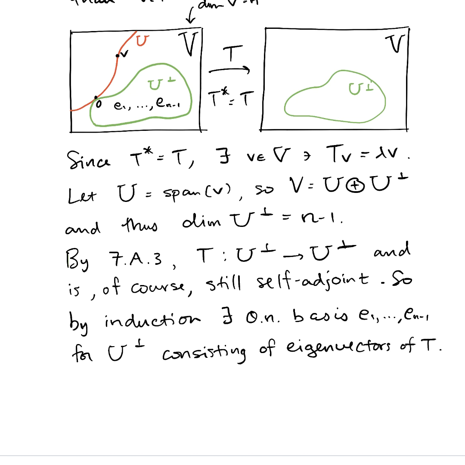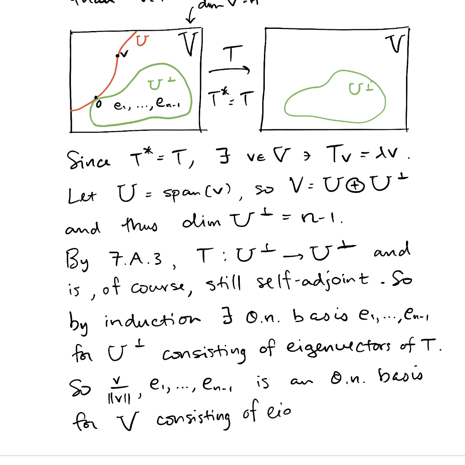Fantastic. Now, we were trying to argue that there was a basis for all of V that was orthonormal and consisting of eigenvectors of T. But we win now. So original little v divided by its own norm, just to make it length 1, attached to the E1 through En minus 1 we just granted ourselves from U perp, is an ON basis for V consisting of eigenvectors of T.